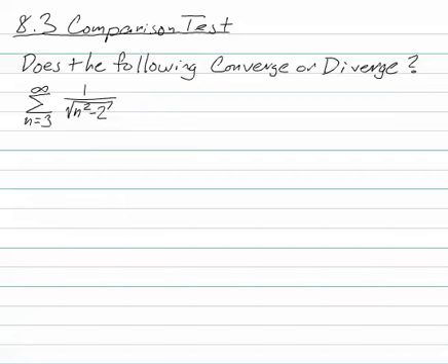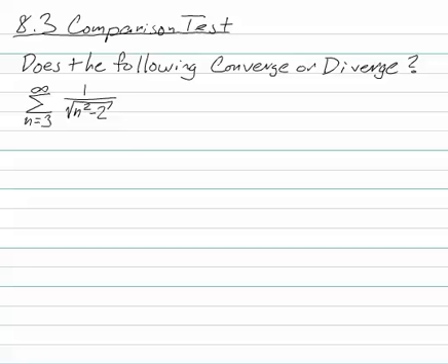In section 8.3 part 2, we get two big tests, the comparison test and the limit comparison test. I want you to think of the limit comparison test as your fallback. You start comparing, and if it doesn't work, you use the limit comparison test. So here's an example of a comparison test problem.